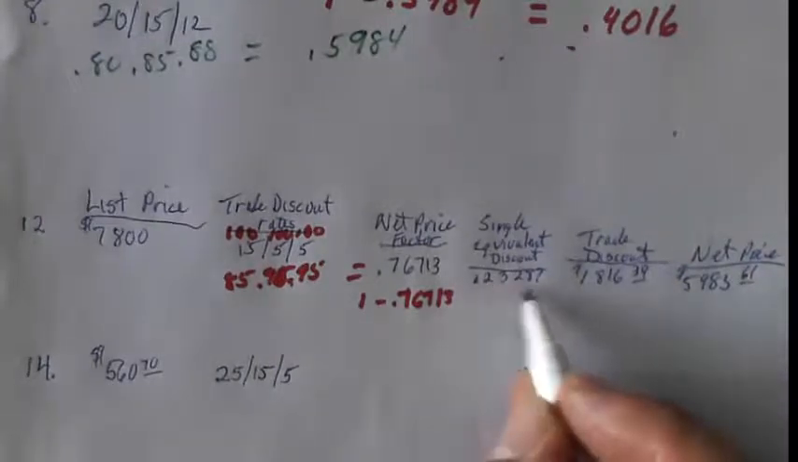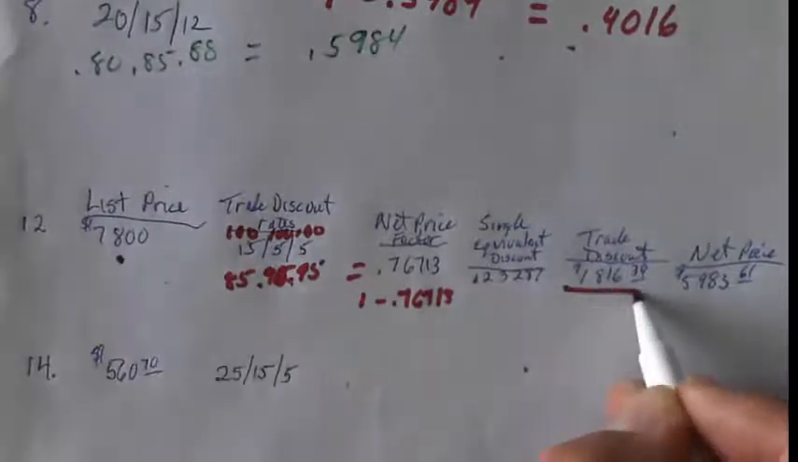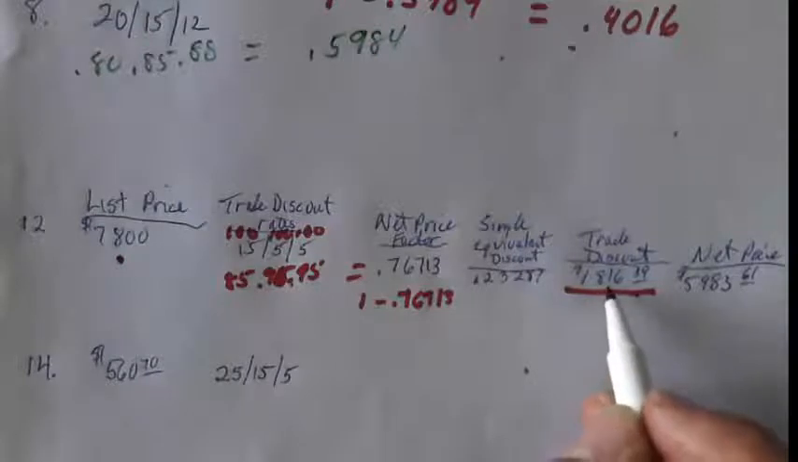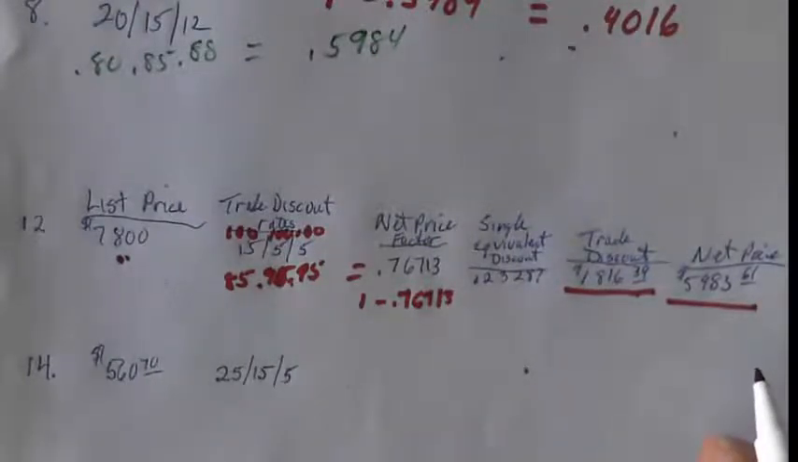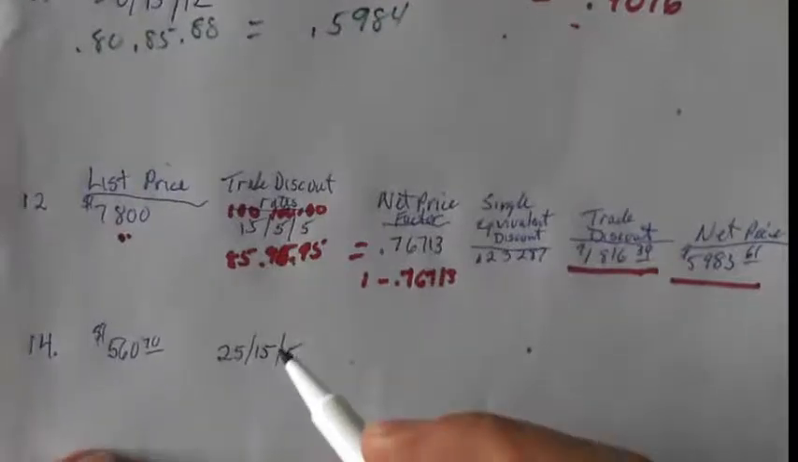So then they can take this number, multiply by your list price to give you your trade discount. Okay, and then you would subtract your trade discount from your list price to give you your net price. Okay, so it's just a series of problems here. They're just kind of slow and easy. So let's go ahead and do one here.